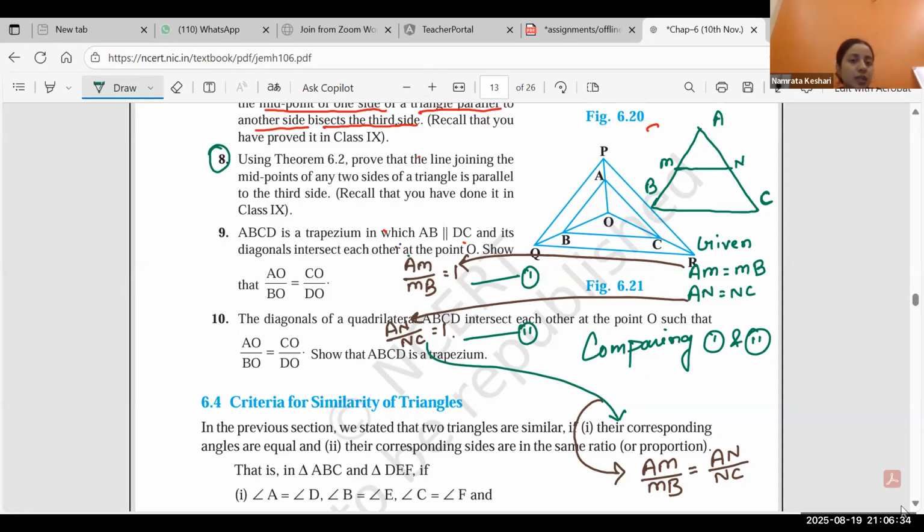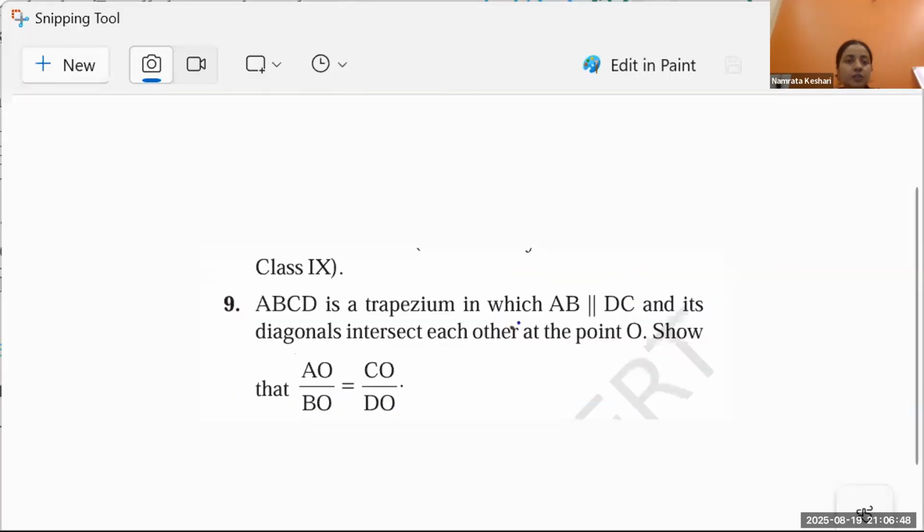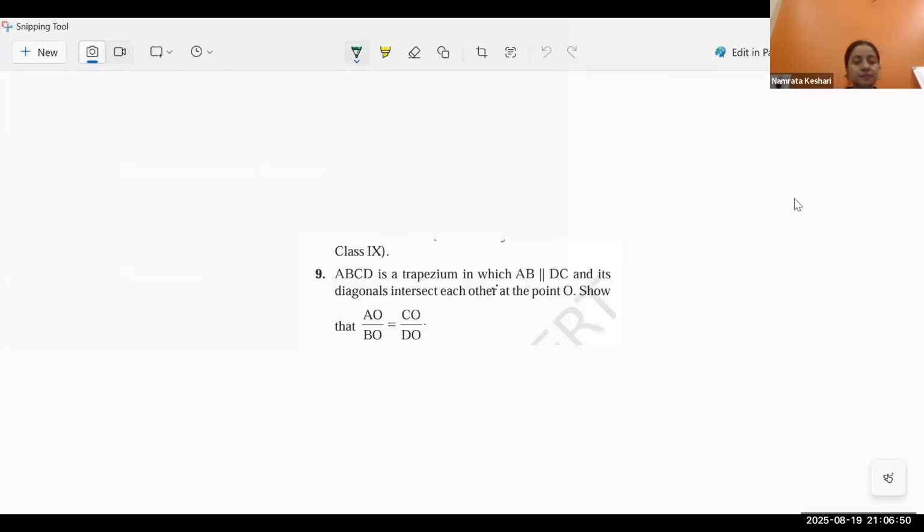That is question number 9. Question number 9 and question number 10 are the most important questions from here. Let's see number 9. Just a second. Can you see this screen? Yes, ma'am. ABCD is a trapezium. Let's draw a trapezium.